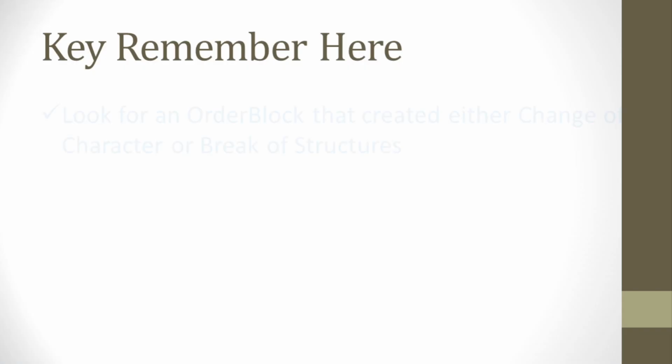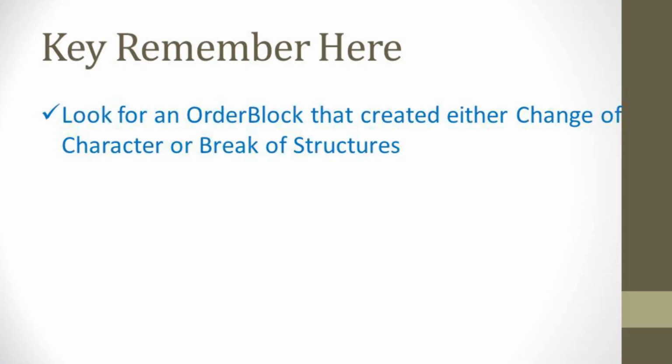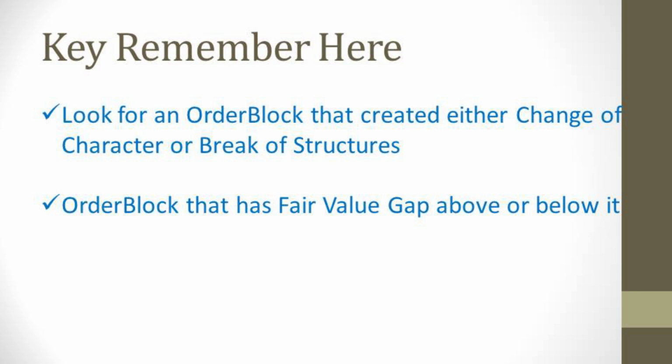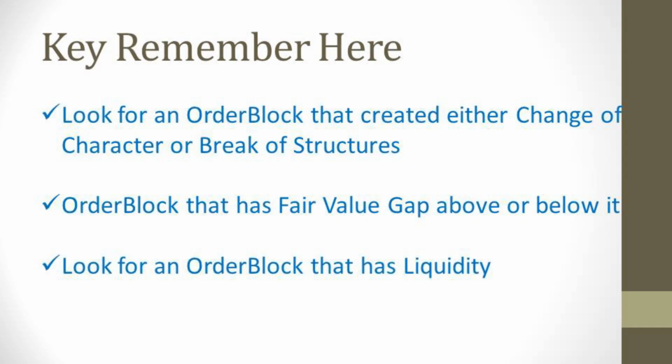So again, remember, look for an order block that creates either a change of character or break of structure. Only if it has one of these, look for other confirmations. Then you want to check if the order block has a fair value gap above or below it. This is very important because price needs to fill those gaps before continuing its trend. And lastly, look for liquidity. If you don't see any liquidity, it's possible that the order block you are waiting to trade from is the liquidity that the market wants to take out. So be careful before you choose any order block to trade from.